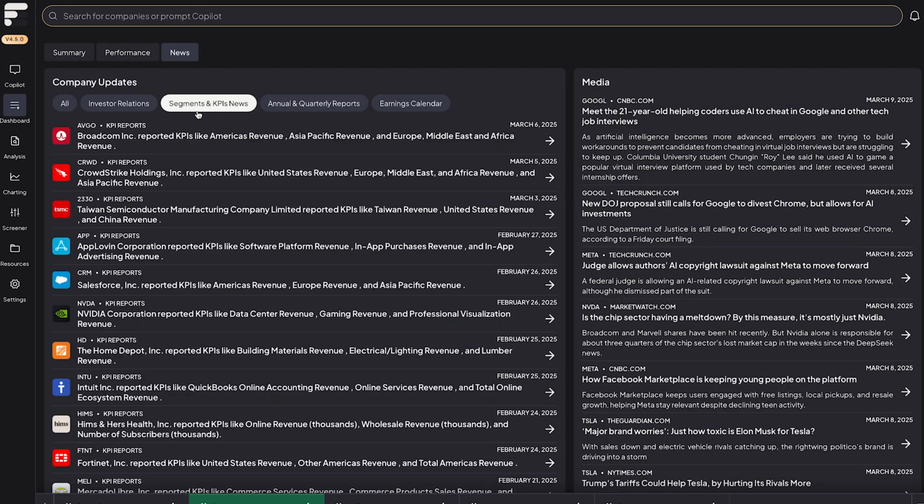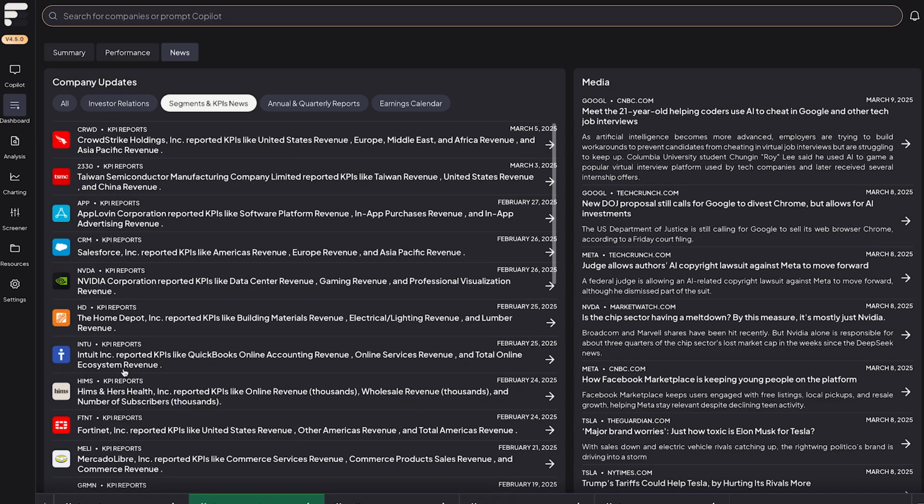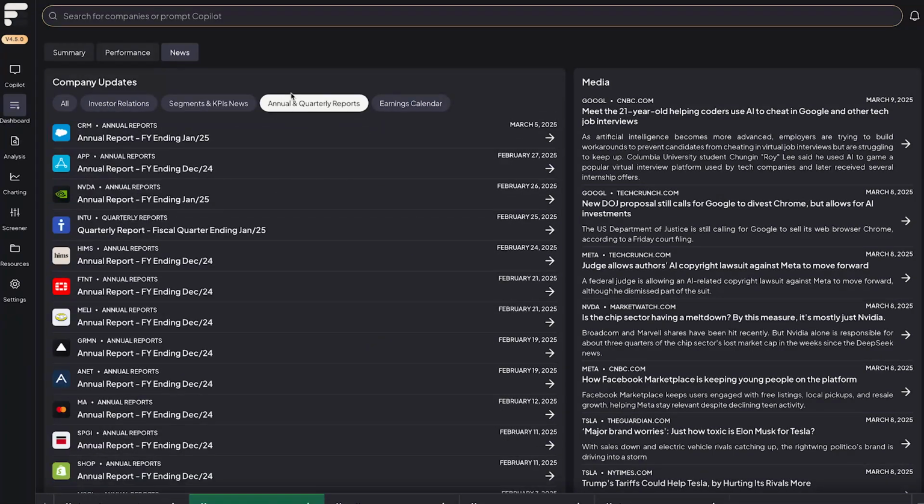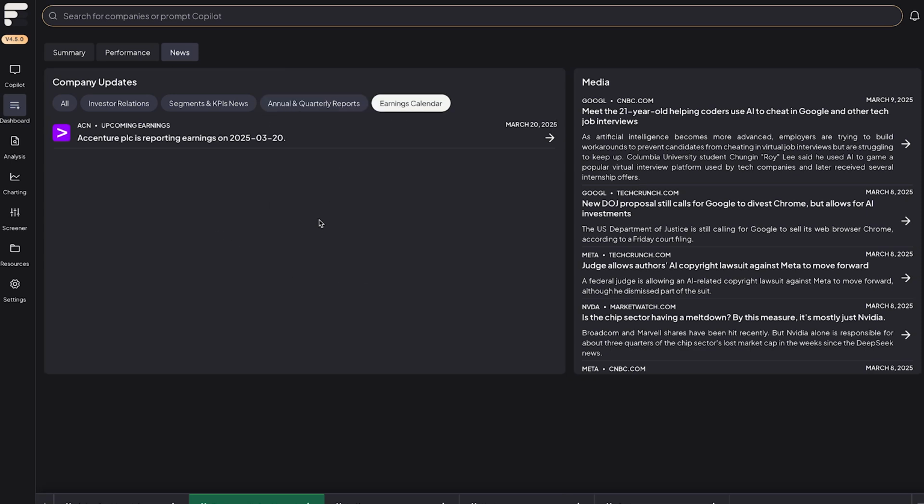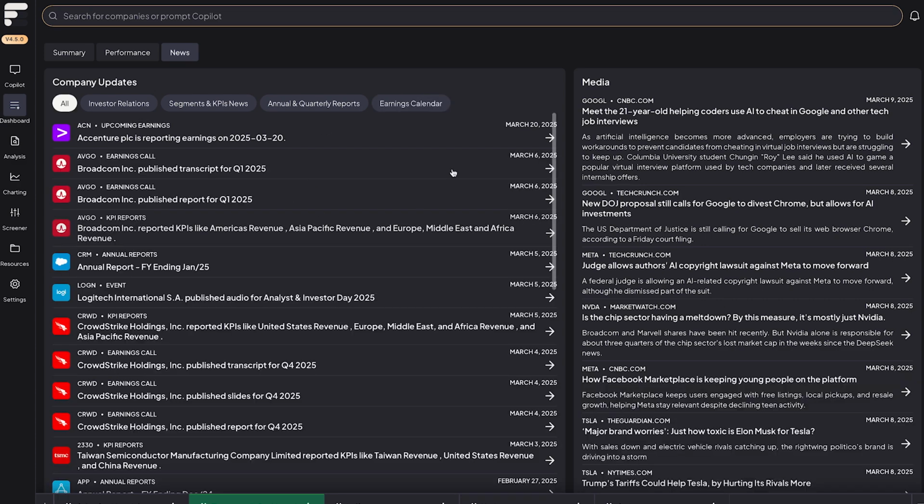So if I click the segments and KPI, you could see things like Taiwan Semiconductor. They reported KPIs such as the different revenues. You've got things like AppLovin reporting things like in-app purchases and in-app advertising revenue and things like that for all of these different stocks. You could see earnings reports on this tab over here as well, and you've got an earnings calendar over here. So for example, Accenture, they have earnings coming up soon. So you've got everything you need to know about your stocks that's on your watch list all on this screen. You've got the media news as well if this is something that you're interested in.